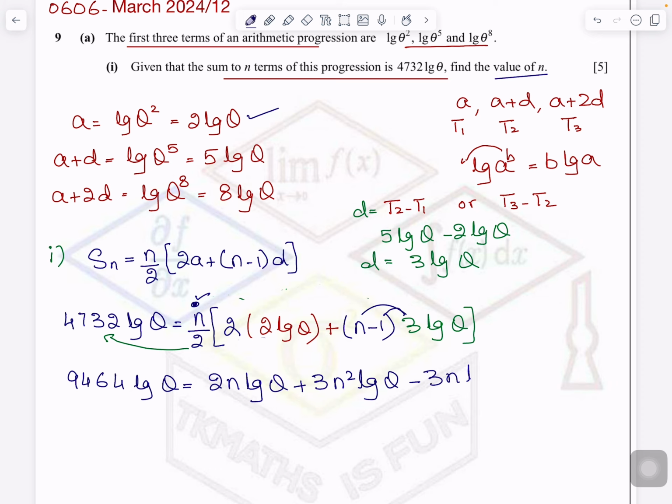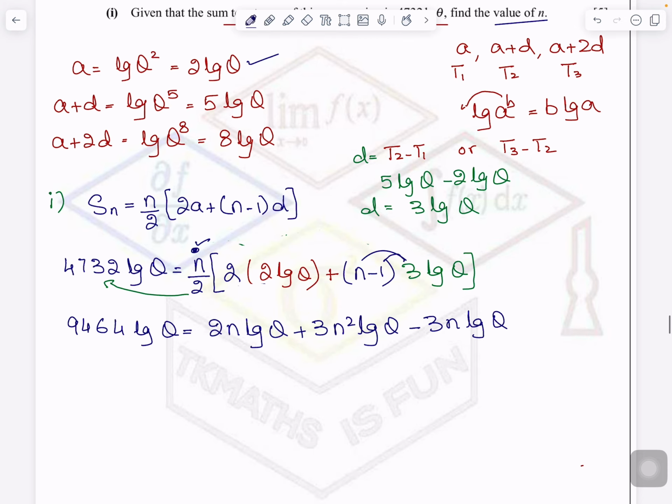It will be 3n lg theta. This is the point where mostly mistakes happen, right? So you just need to be careful. Now, sorry, this is not 2, this is 4. You see, I made a mistake. I was telling you to be careful, and I've made a mistake myself. After all, I am human, right?